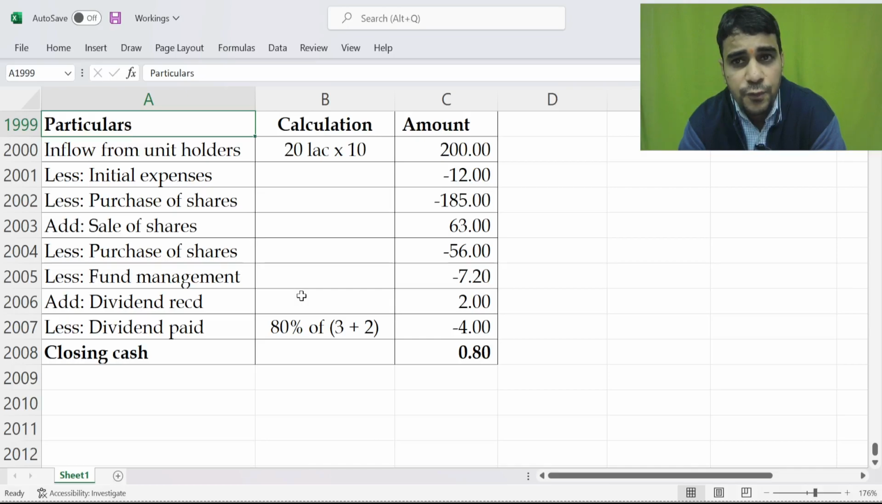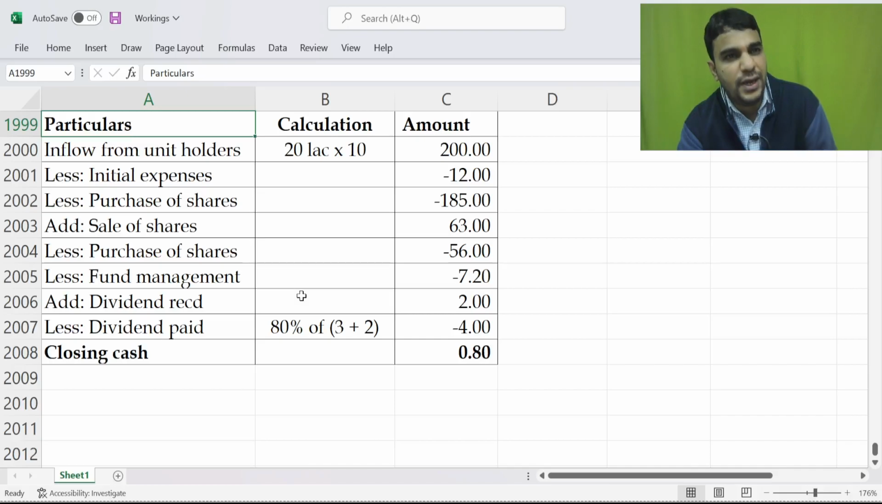Your value of portfolio is 198 lakh. I'm not showing it here. Value of portfolio is 198. Cash is 0.8. Total asset 198.8. Liability 80,000, 0.8. Net assets 198. Number of units is 20 lakh. NAV per unit is 9.9.